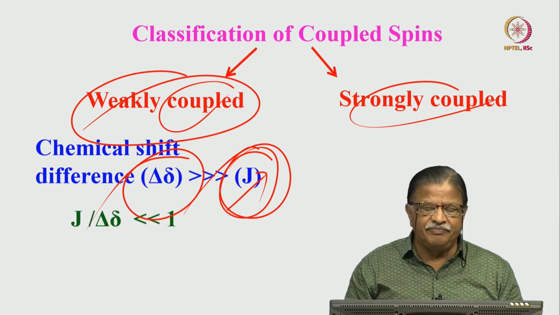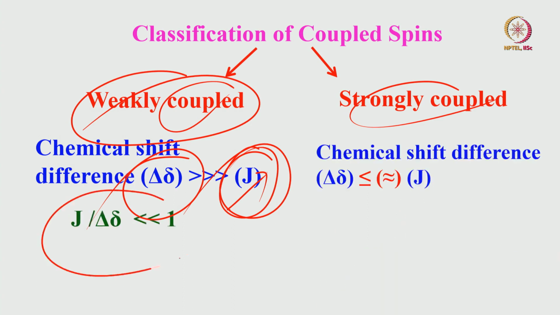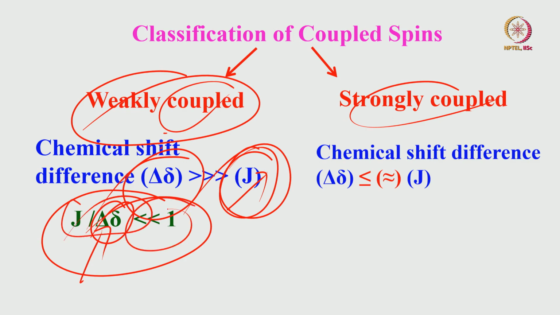Of course, we can find out the condition for weakly coupled. J by delta should be extremely smaller than 1, very much smaller than 1. That means delta is large. When this separation is very large, which is the condition, then J by delta is very small, of the order of 0.01 or 0.001. The smaller this value, the more weakly coupled the spins are.